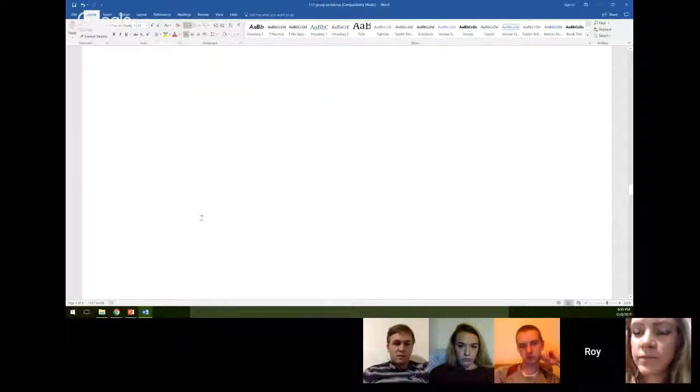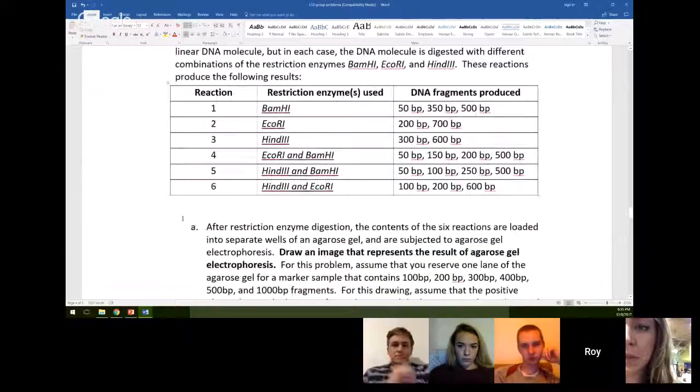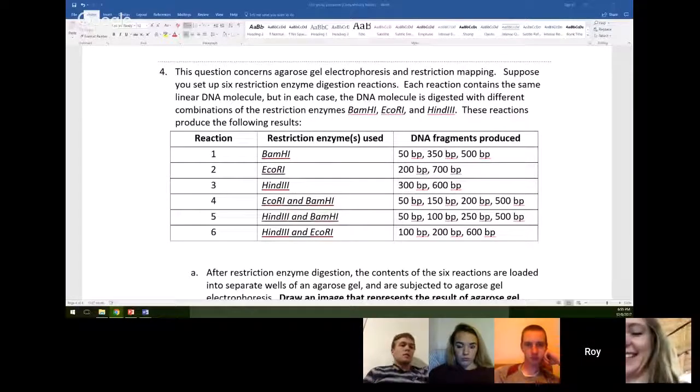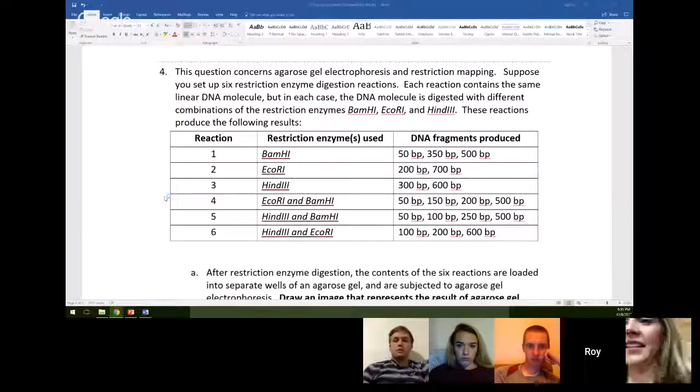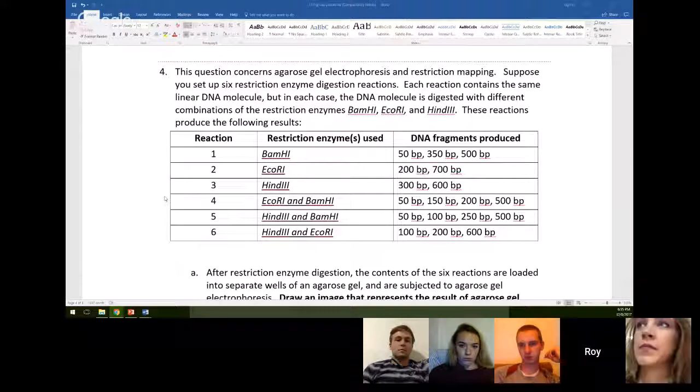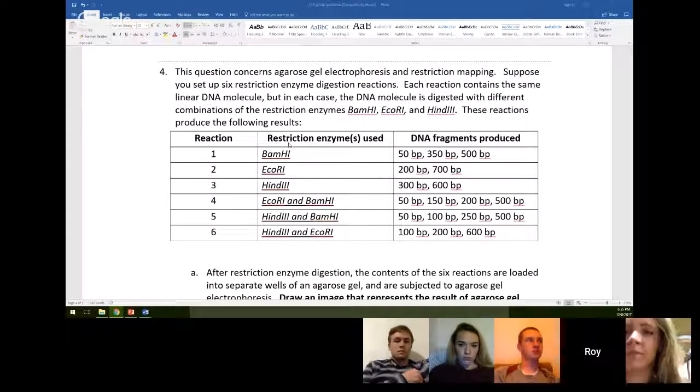Yep. And so I've got number 4. So number 4 is going to be a little bit more difficult to try and explain. I hope we do a good enough job. Pretty much it's a mapping technique. We're going to map out what's going on here. And so pretty much it gives us these 6 reactions. And it introduces BamHI, EcoRI, and HindIII to the same linear DNA molecule. And so in each case, you get these DNA fragments coming off. Cool, awesome.